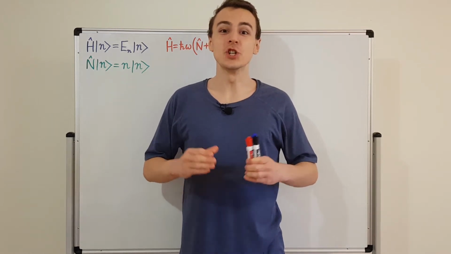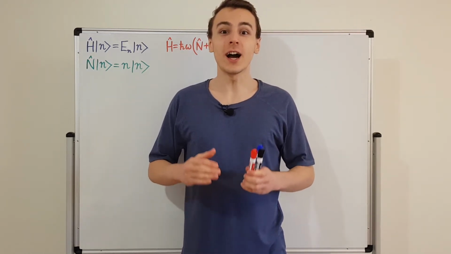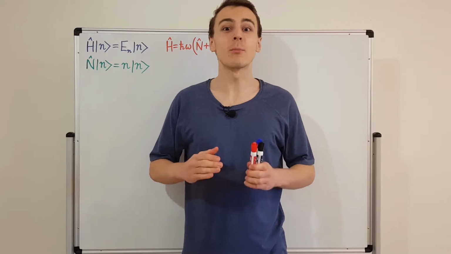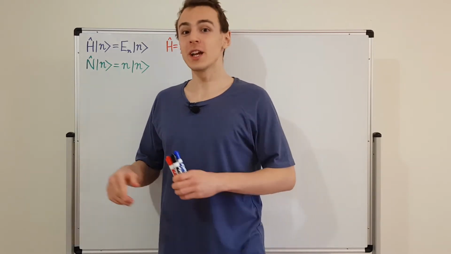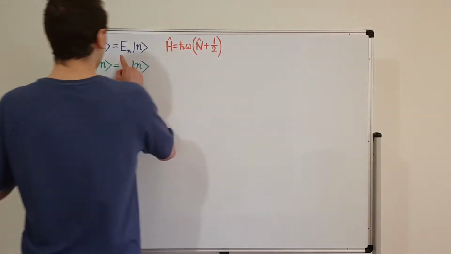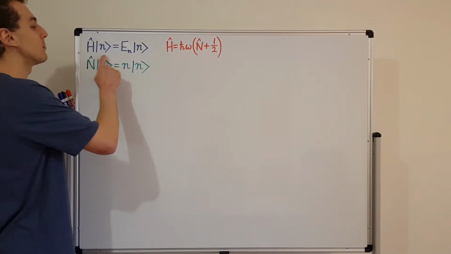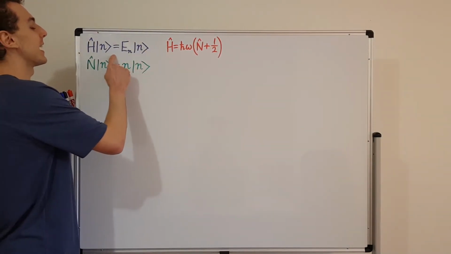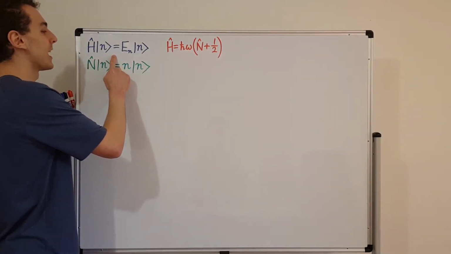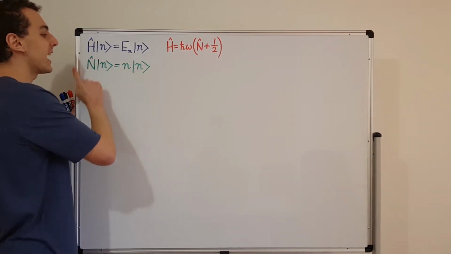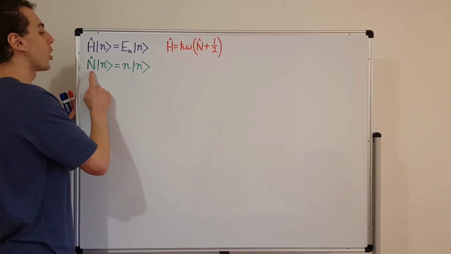Let's find a general expression for the energy eigenvalues of the quantum harmonic oscillator. Over here I've written the time-independent Schrödinger equation in blue. We're going to be using this in a derivation in this video. I've also written an analogous eigenvalue equation for the number operator.